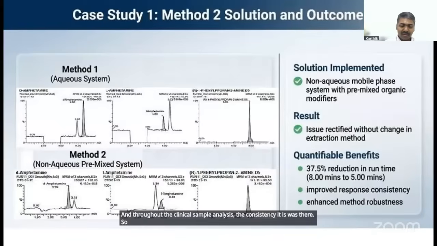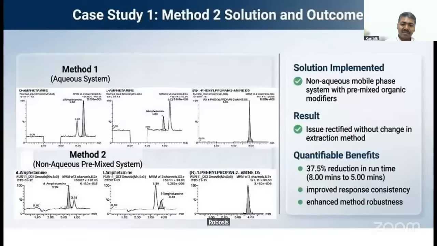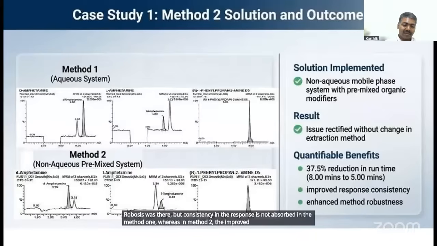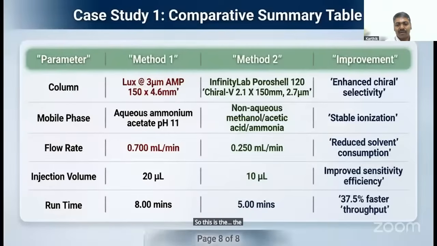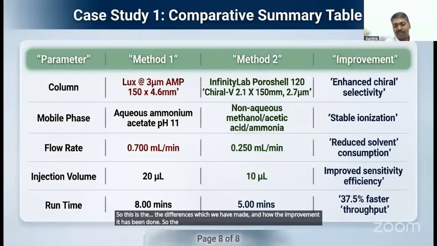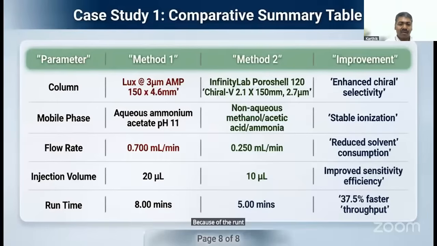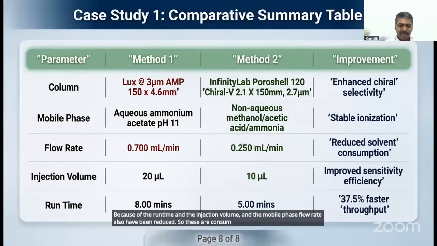Method-wise, both were robust, but consistency in the response was not observed in method 1, whereas in method 2 improved response consistency was observed, the run time was reduced, and the throughput increased. These are the differences we made and how the improvement was achieved. Method 2 gave 37.5% faster throughput, and the cost was also reduced because of the run time, injection volume and mobile phase flow rate. The consumption of solvents and manpower were all reduced.